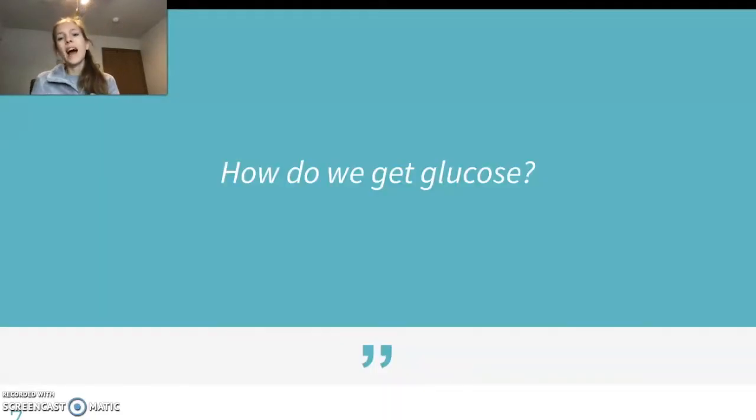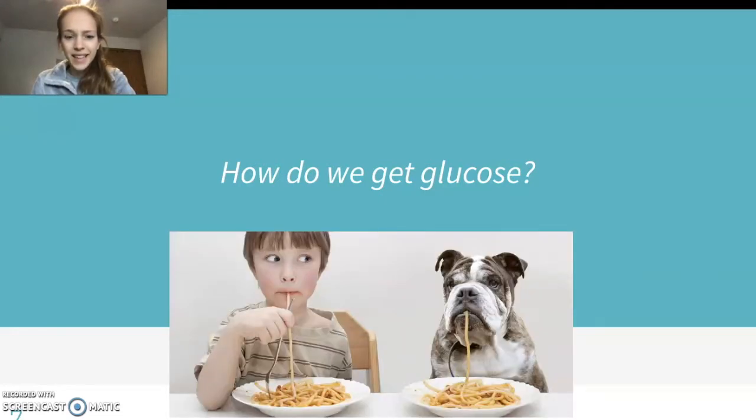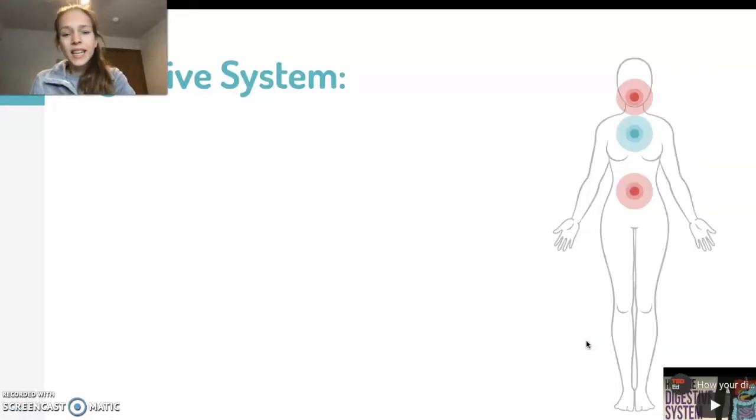So let's start with how do we get each of these ingredients? How do we get glucose into our bodies? What do you think? Something like that, right? We eat it. We have to eat our food. And so does this guy. So the digestive system has a key role in cellular respiration.